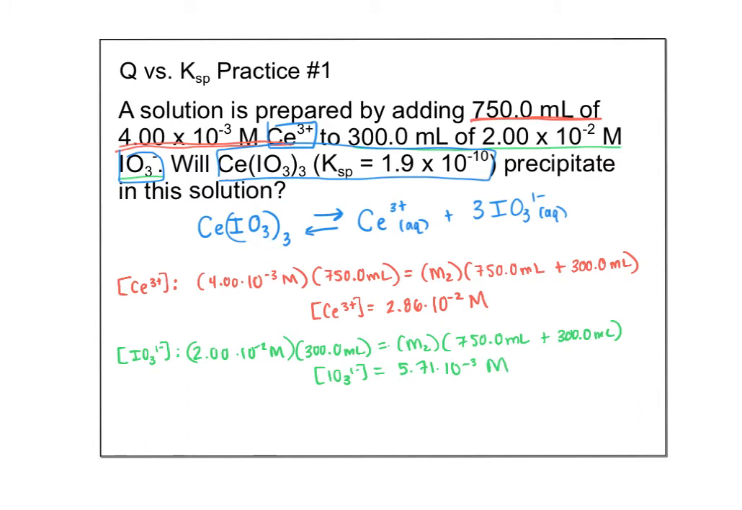Perfect. So now let's look at my balanced equation, and I'm going to write my QSP expression. At a certain point in time, not necessarily equilibrium, QSP is going to be my product times my other product. Don't forget this guy is cubed. So I can plug in any point in time. Well, perfect. I have this guy and I have this guy that we can plug in.